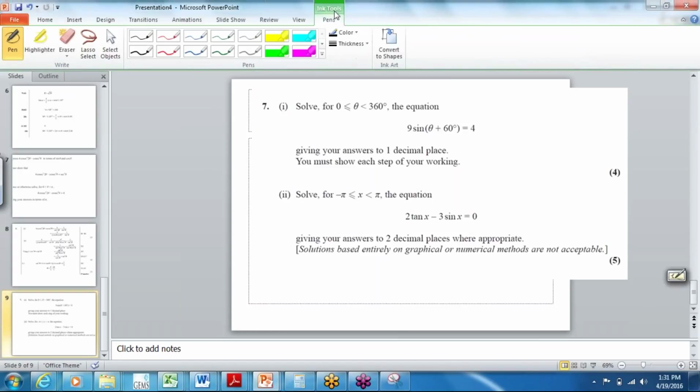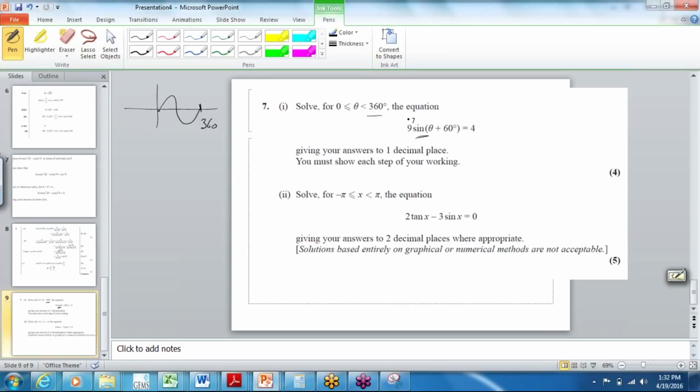Okay. So we've got solve for 0 to 360 degrees, and we've got the formula 9 sine equals 4. Now it's a sine curve, and the thing about sine curves is they normally start at 0 and finish at 360 degrees. They did not ask us to draw a graph, did they? No, sir. They just showed.